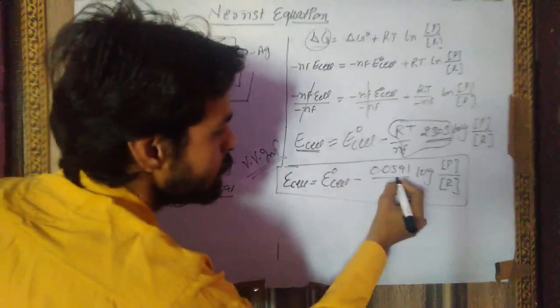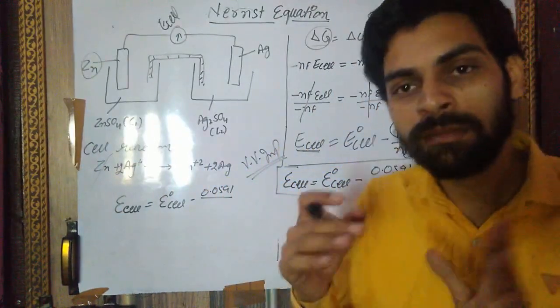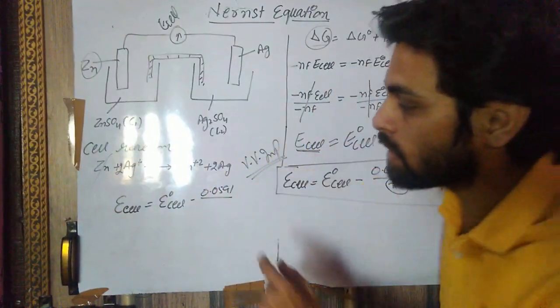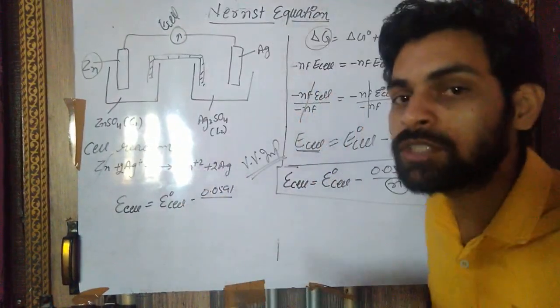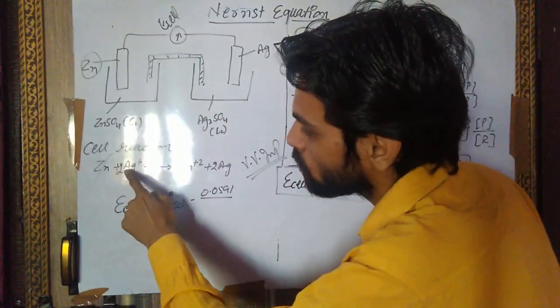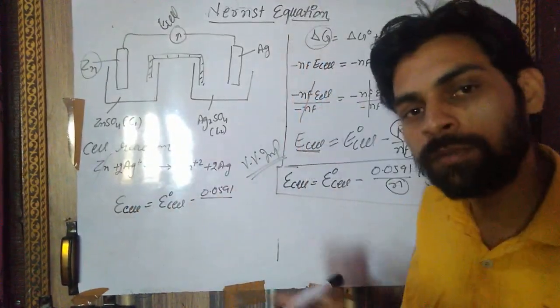0.0591 upon n. Student, what will be the value of n? What I told you, n is the number of electrons participating in the reaction. So directly, it is equal to the maximum charge. Here one silver has 1 unit positive charge, so 2 silver will have 2 unit positive charge.